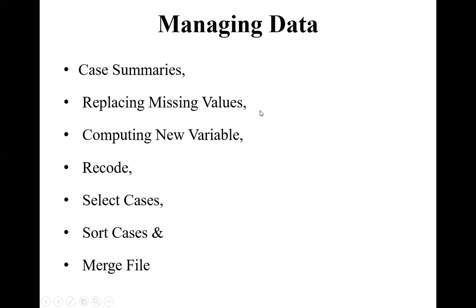Second, replacing missing values. Sometimes when we distribute our questions, intentionally or unintentionally, respondents do not answer some questions. So there are some missing cases. When we have missing cases, what should we do? We can impute by replacing missing values. And for the third step, computing new variables. If we want to compute a new variable, then we use the command for creating new variables.